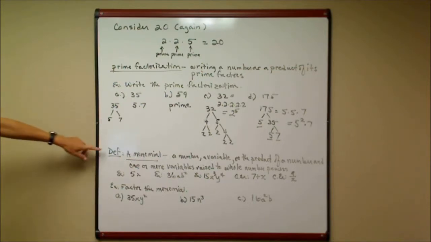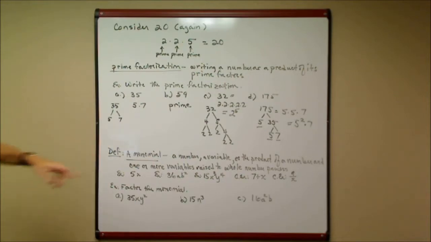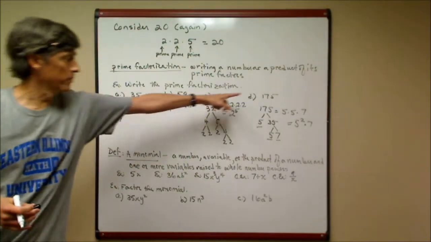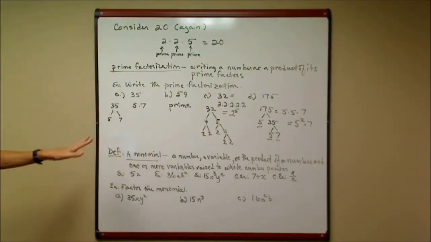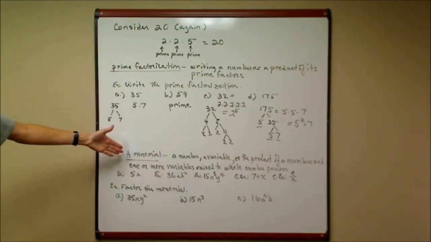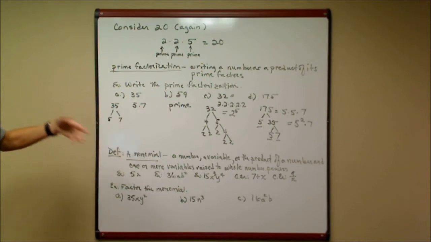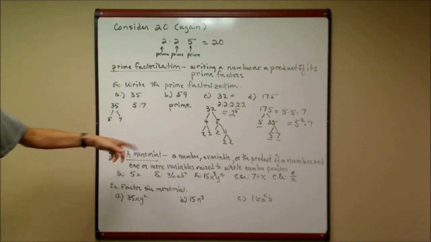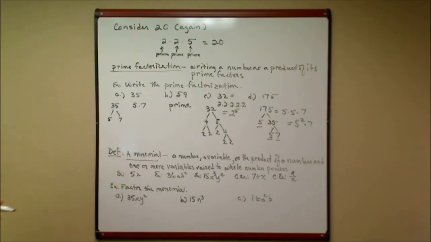Now let's skip on down to the algebra part here. The algebra where we bring in the variable. A monomial is a number, a variable, or the product of a number and one or more variables raised to a whole number power. That's a lot to kind of get all at one time. But all of these examples up here, these are all considered just numbers, so they're considered technically monomials. But if you throw in a variable or the product of variables, then you can have also things that are considered monomials. We were calling them terms before.